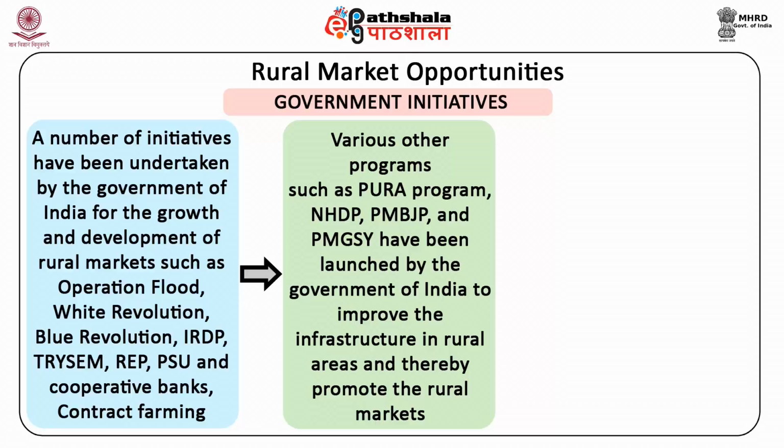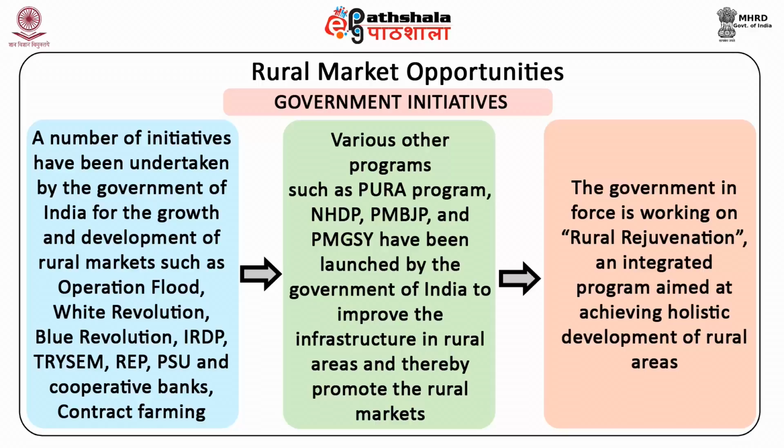Various other programs such as PURA, which is Provision of Urban Amenities in Rural Areas, National Highways Development Program, that is NHDP, Pradhan Mantri Bharat Jodo Prayojana, that is PMBJP, and the Pradhan Mantri Gram Sadak Yojana, which is PMGSY, have been launched by the Government of India to improve the infrastructure in rural areas and thereby promote the rural markets. Presently, the government in force is working on rural rejuvenation, an integrated program aimed at achieving holistic development of rural areas.